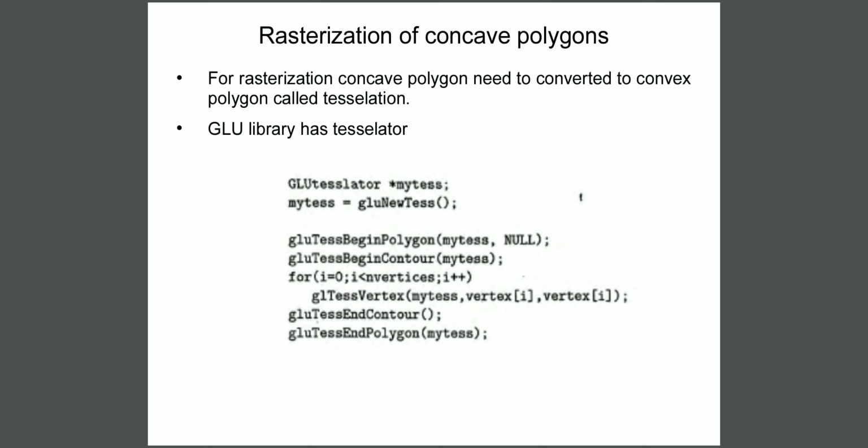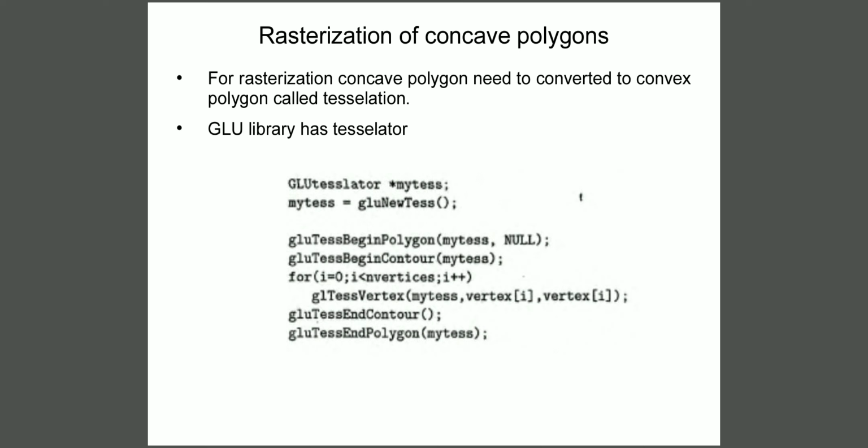Then when we consider rasterization of a concave polygon, as we know, when we want to apply clipping or rasterization for a concave polygon, we cannot apply it directly. Before that, we need to convert each concave polygon to convex polygons. The process of converting a concave polygon to convex polygons is known as the tessellation operation. To perform tessellation, in the GLU library we have a built-in tessellator. Here there is a small pseudocode to understand how exactly the tessellation operation can be done.